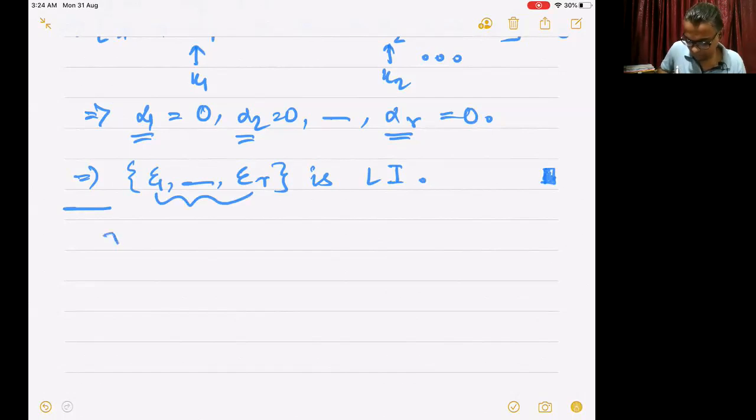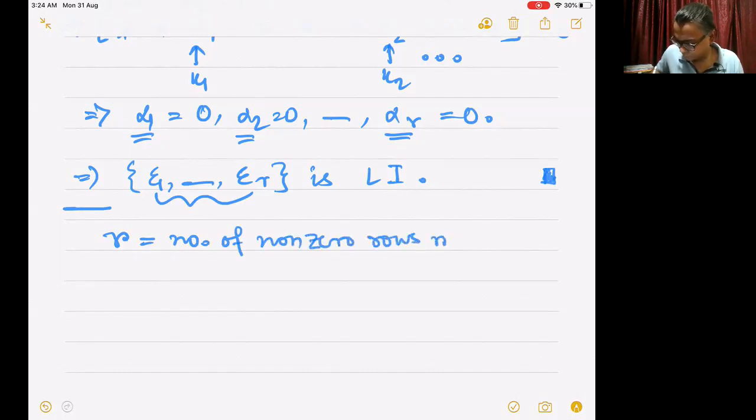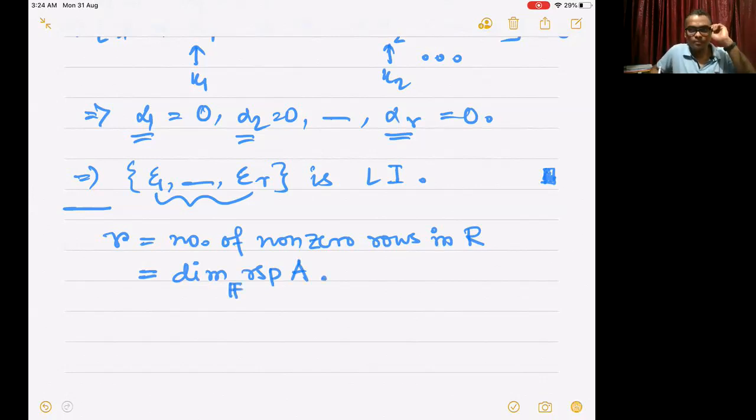So this number small r, which happens to be the number of non-zero rows in R, is equal to the dimension of the row span of the matrix A over the field. So this dimension is then called the row rank of the matrix A.